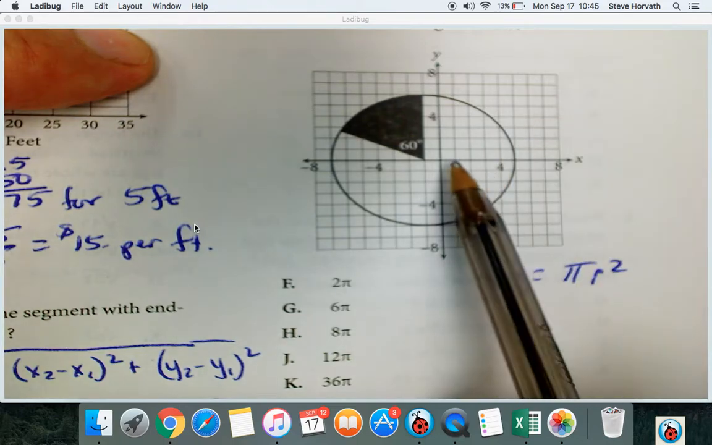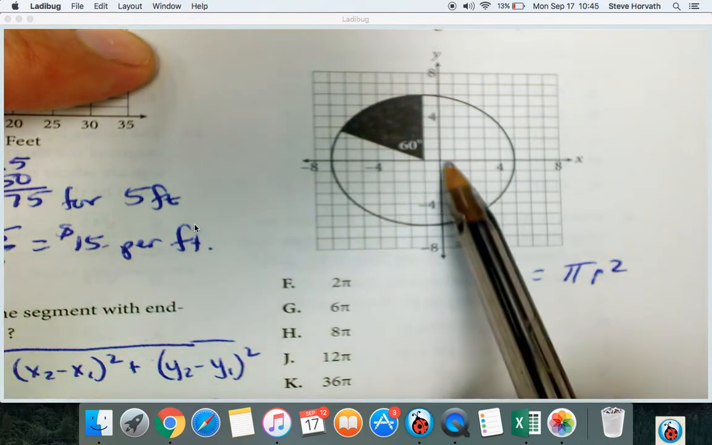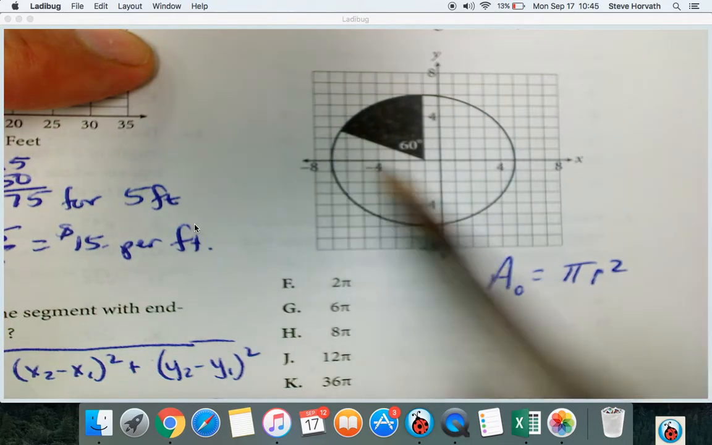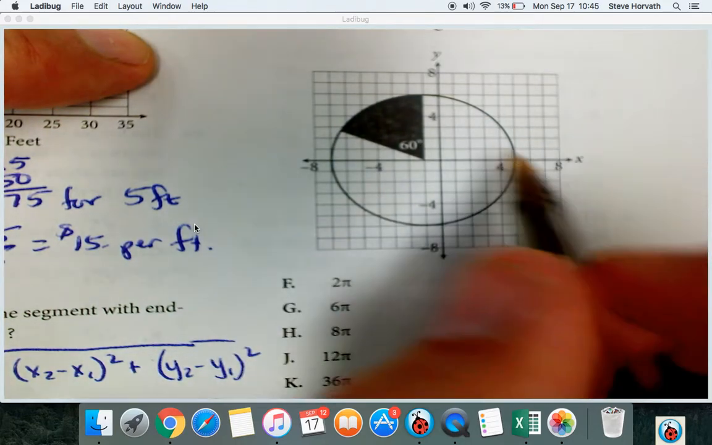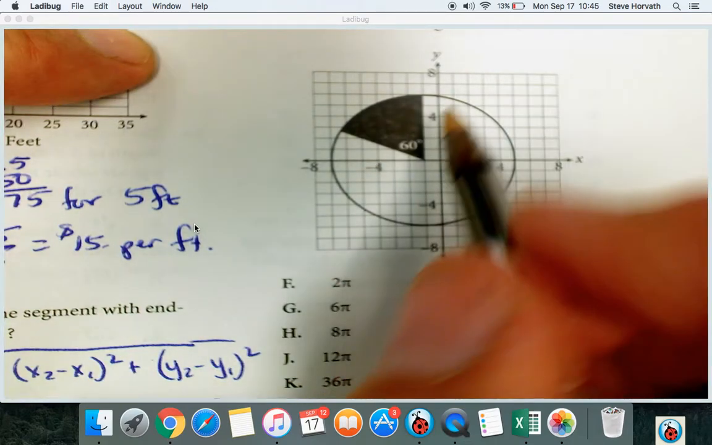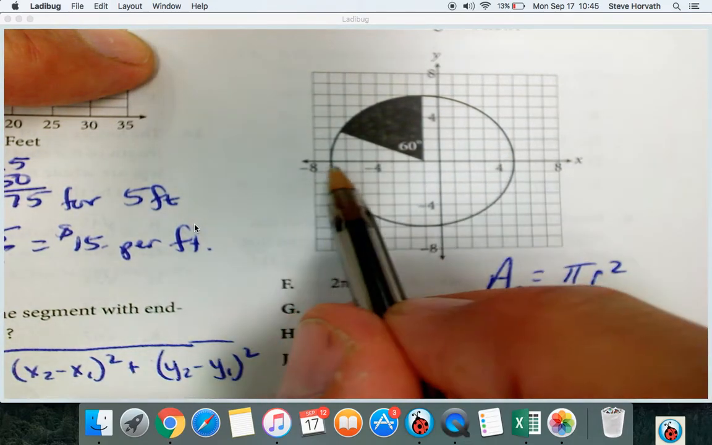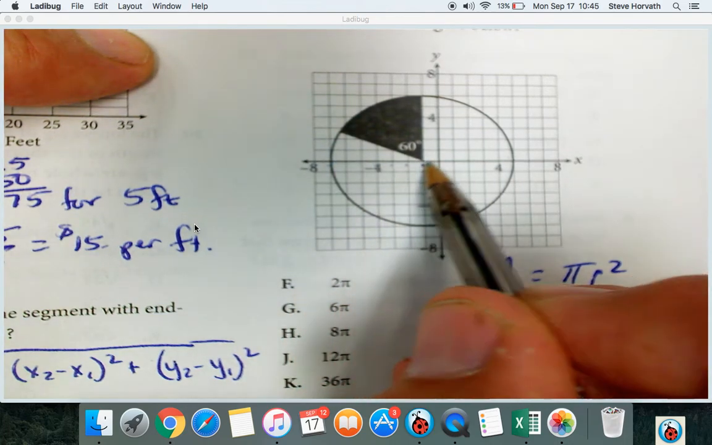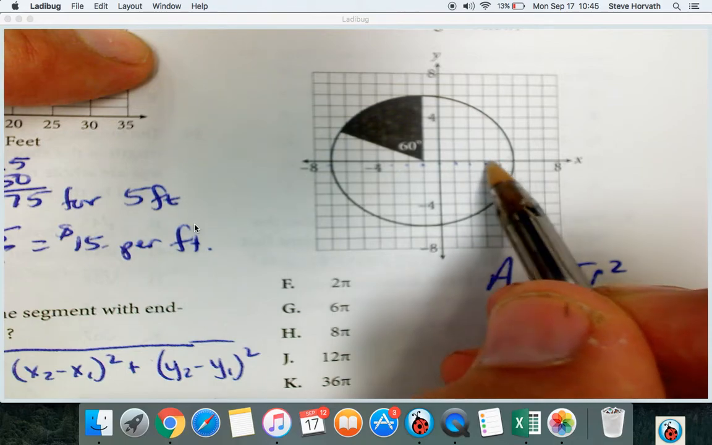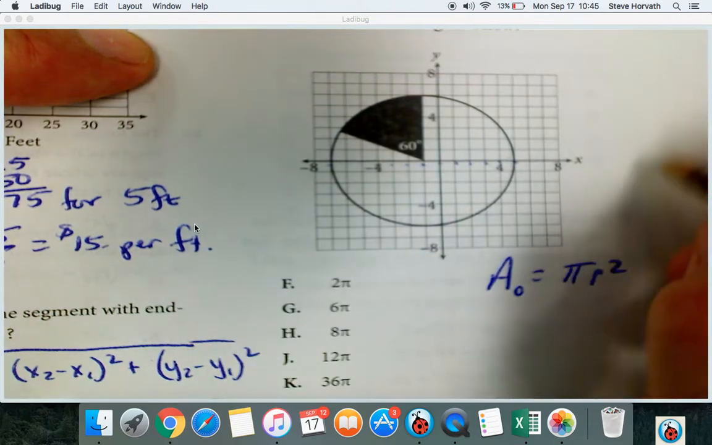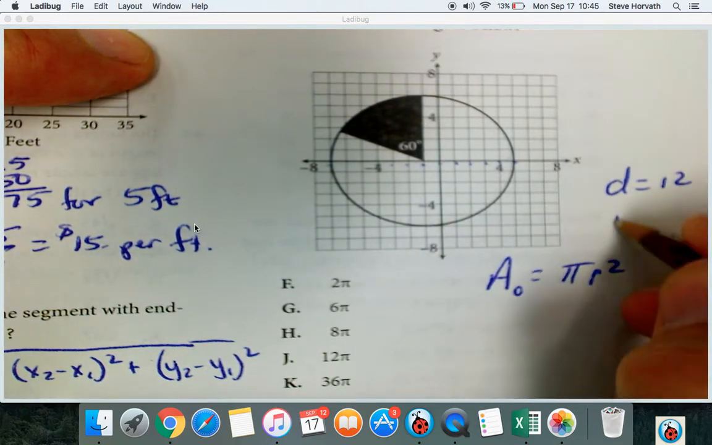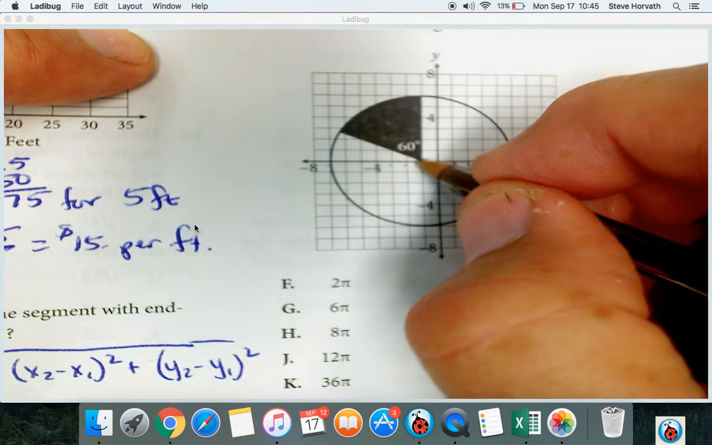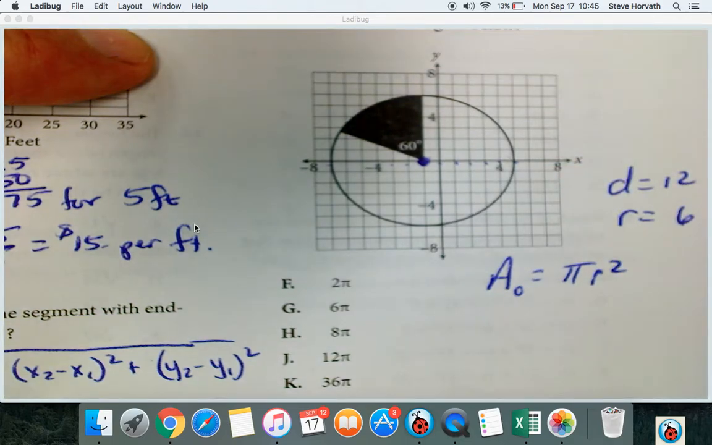But look at this. Notice that this line is not in the center. The origin of the graph is not in the center. More of it's on this side. So let's see, how far across is this? Well, if I go from one end to the other, from here I go 1, 2, 3, 4, 5, 6, 7, 8, 9, 10, 11, 12. So the diameter is equal to 12, which means the radius is half that, 6. But notice that I counted to 6 right there.